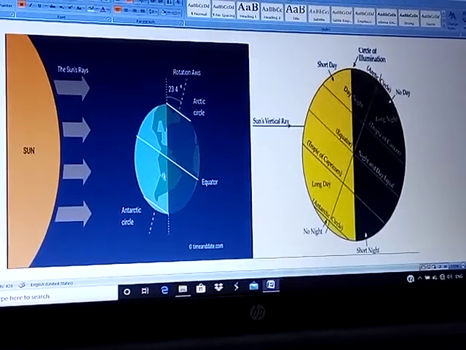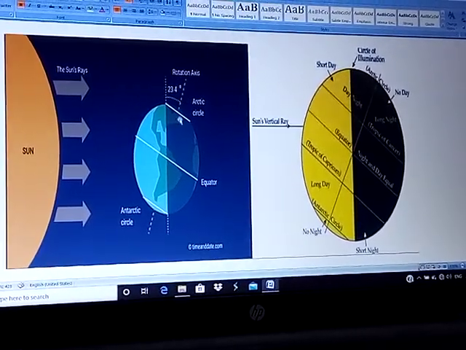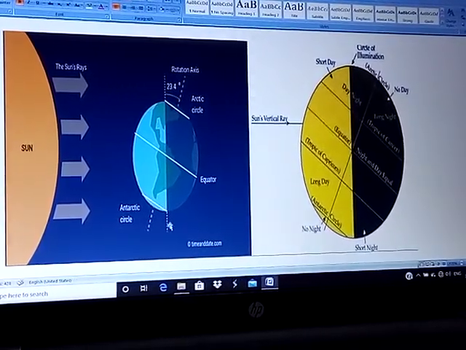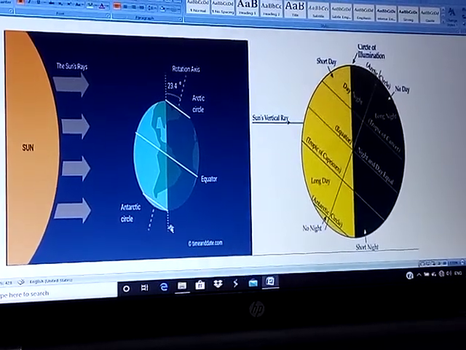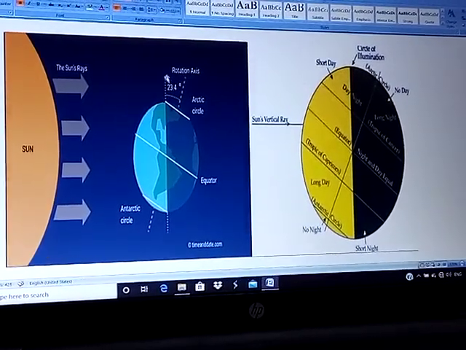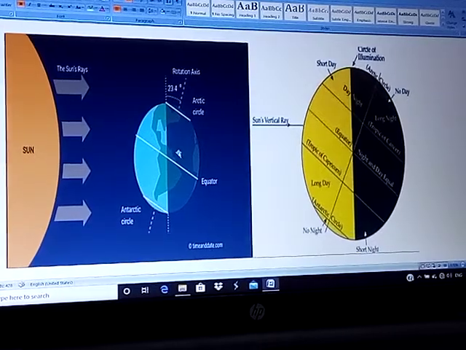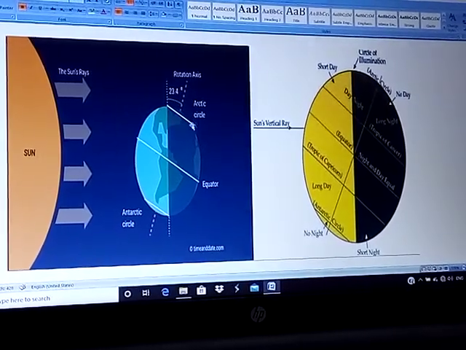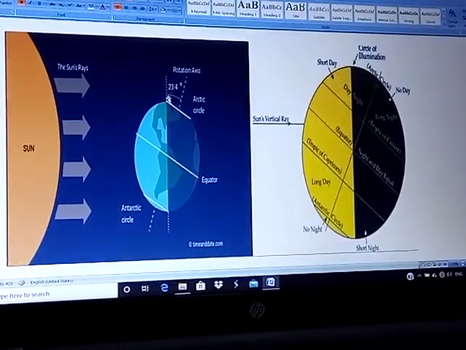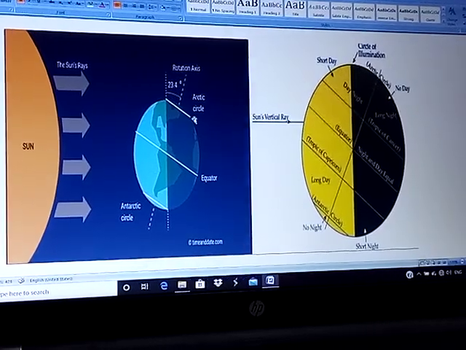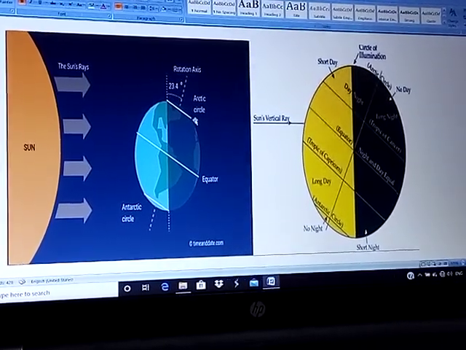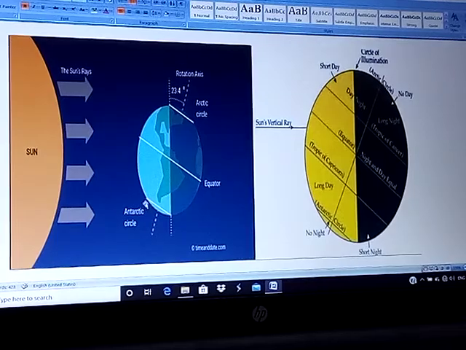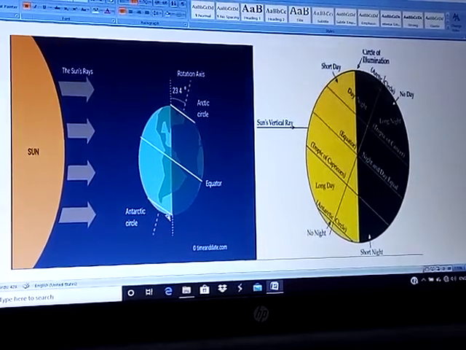This is the inclination of the axis, but this is the circle of illumination, which divides the earth into day and night. So because of these two reasons, the North Pole during the winter will have 24 hours of night, whereas the southern hemisphere will have 24 hours of day.